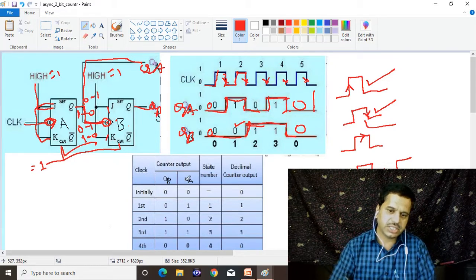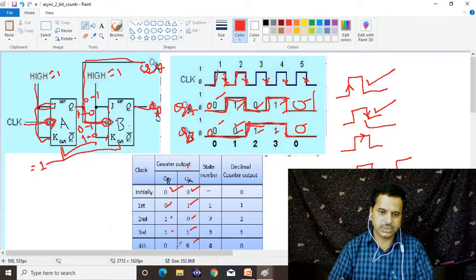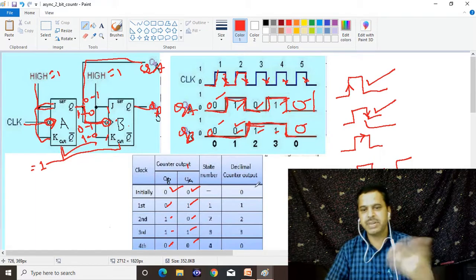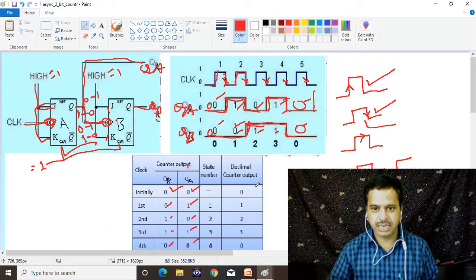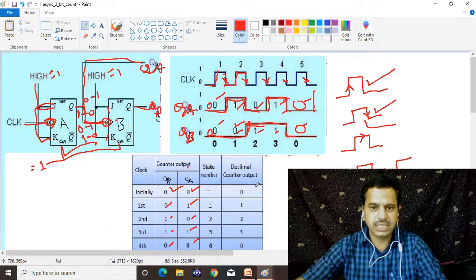In the 2-bit asynchronous counter, we tabulate the values: 0 0 initially, then 1 0 for the first clock cycle, 0 1 for the second clock cycle, 1 1 for the third clock cycle. Again in the fourth cycle it goes to 0 0. In the fifth clock cycle it repeats, and the cycle continuously repeats. That is the working of the asynchronous counter.